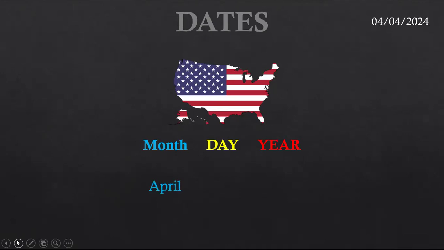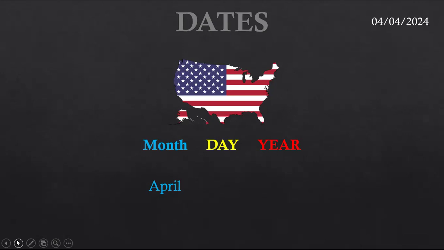The days in dates are set as cardinal numbers, okay? So you don't say April 1. No, no, no. You don't say April 1. You don't say April 2. You say April 1st, for example. You say April 1st or April 2nd or April 3rd, 4th, 5th, and so on.